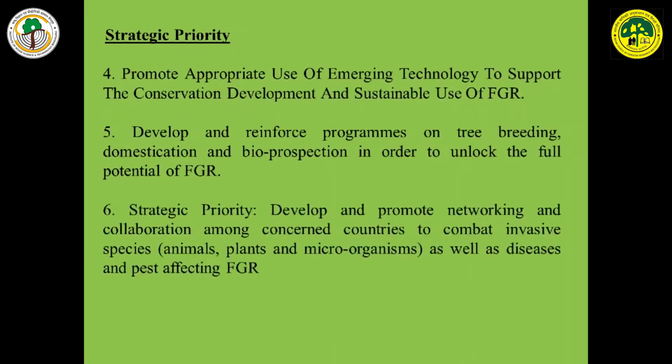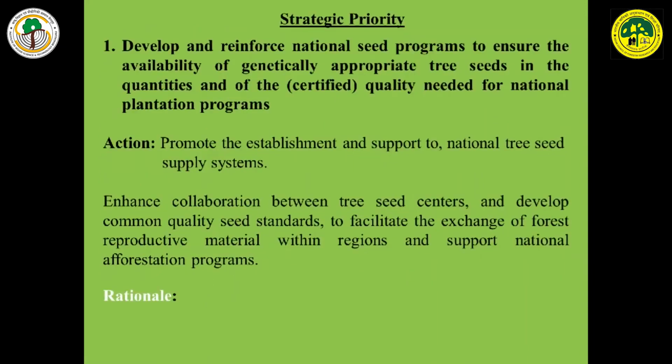Number 6, the strategic priority which includes different countries also: develop and promote networking and collaboration among the concerned countries to combat invasive species, animals, plants, and microbes, as well as diseases and pests affecting FGR.